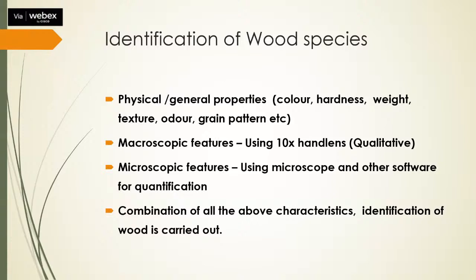Next come the microscopic features. This is using the microscope and other software for quantification. In the microscopic features, we have the major wood elements. In hardwood these are the fibers, rays, vessels, and parenchyma. All these patterns will be observed through the macroscopic as well as microscopic features. Quantification will also be done using the microscope and some software connected to the microscope. So through a combination of all the characteristics, identification is carried out.